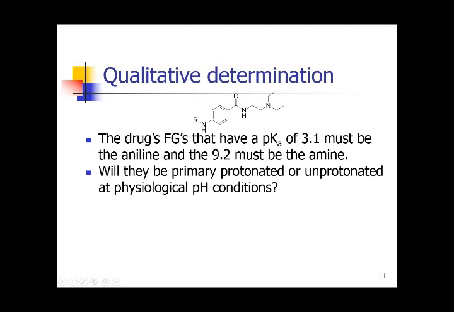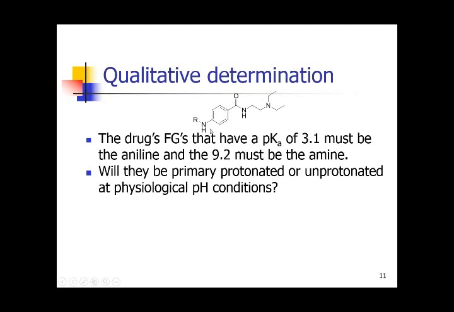Will it be primarily protonated or unprotonated at physiological pH? Well, let's look at the 3.1. Firstly, physiological pH is 7.4. Right now, this does not have a pK value. If I put a proton on here, this has a pK of 3.1, meaning at pH 3.1, it's a 50-50 mixture of this molecule and the protonated form.